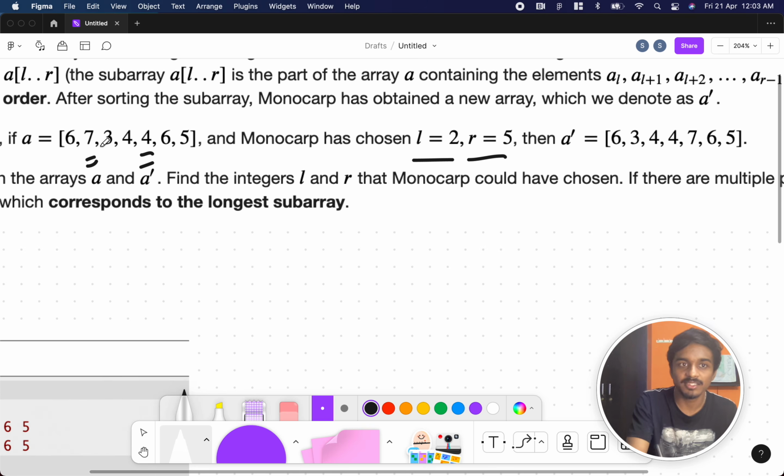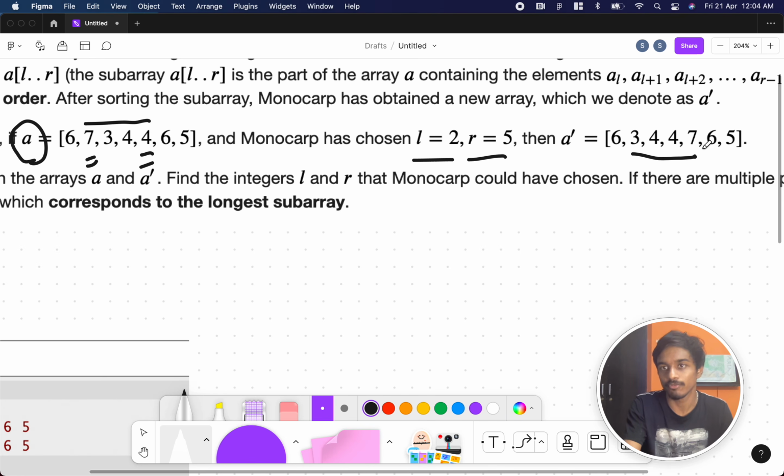Now what this guy does is, on the array A, he sorts these integers from L to R. That is 2 to 5 he sorts. 6, 6, 5 remains the same. But 7, 3, 4, 4, he tries to sort it. How does that happen? It's 3, 4, 4, 7. So that's how you got 3, 4, 4, 7, from L equal to 2 to R equal to 5.